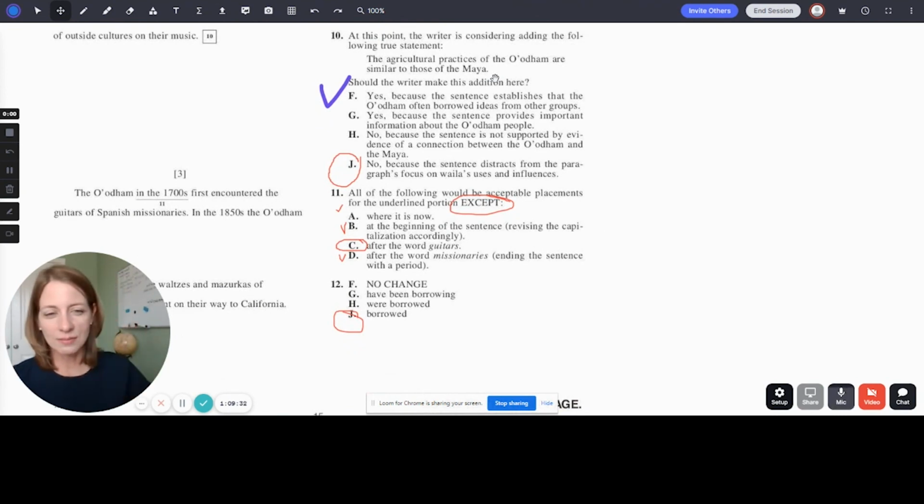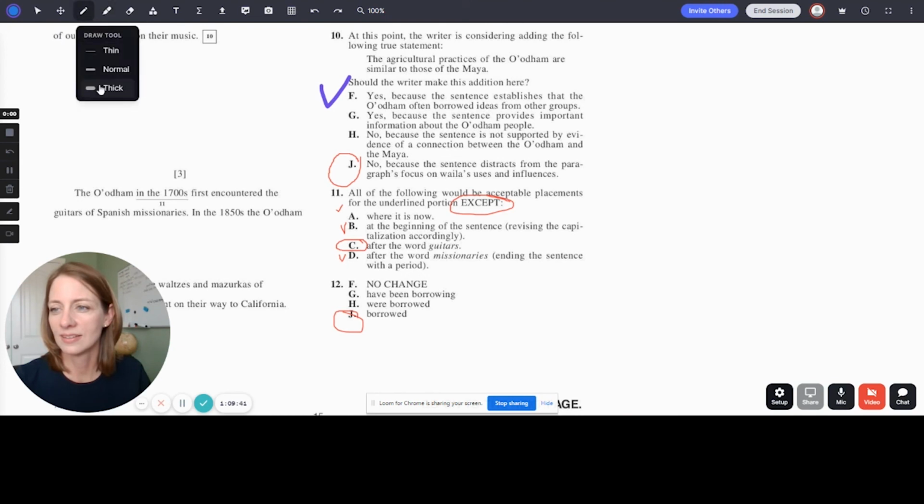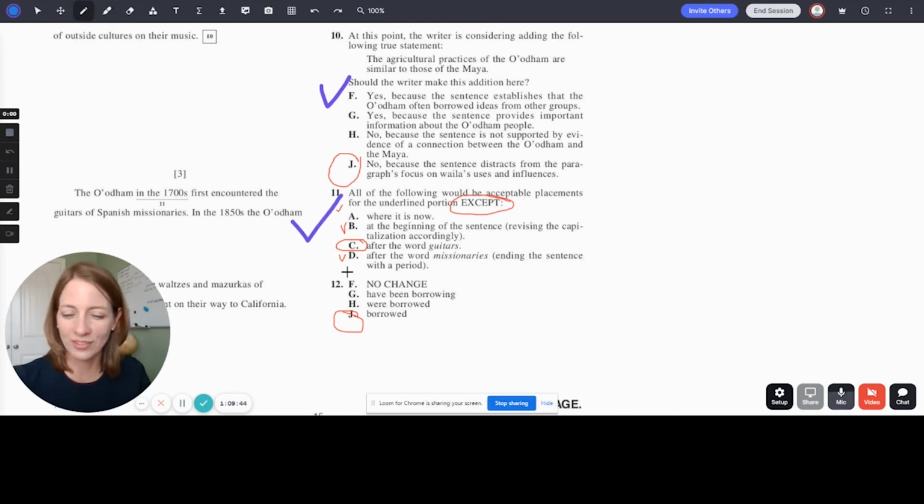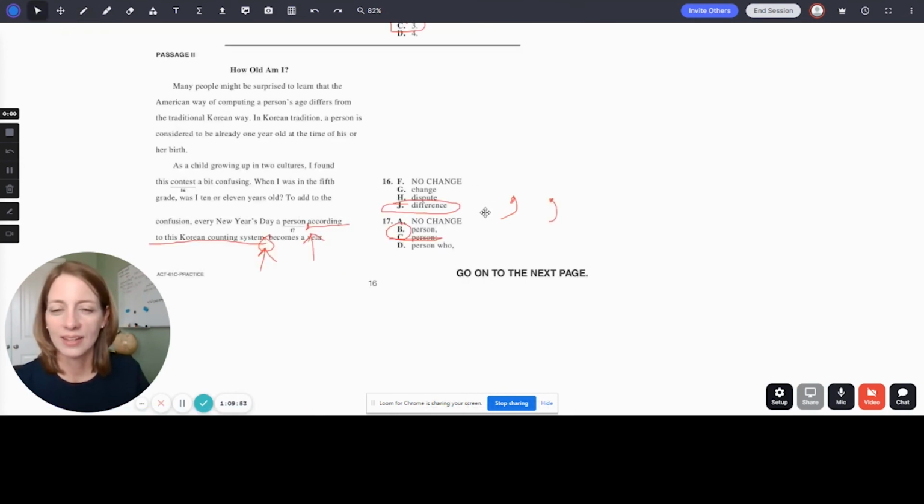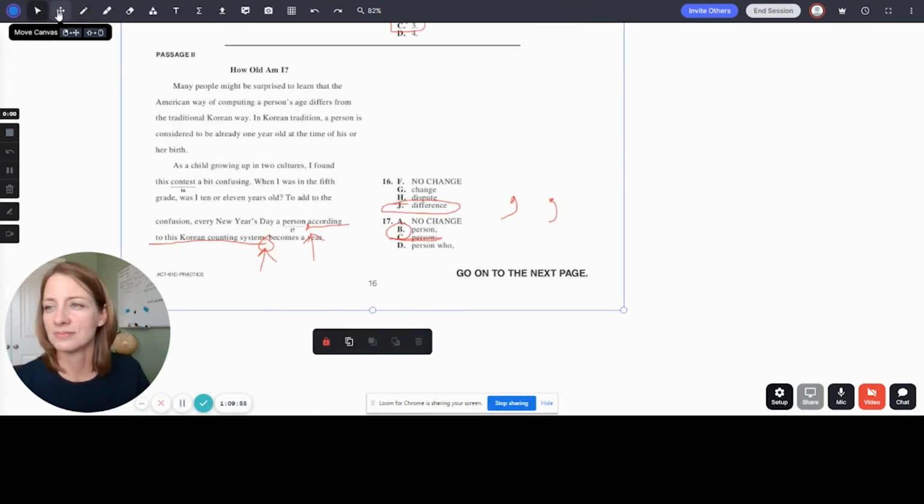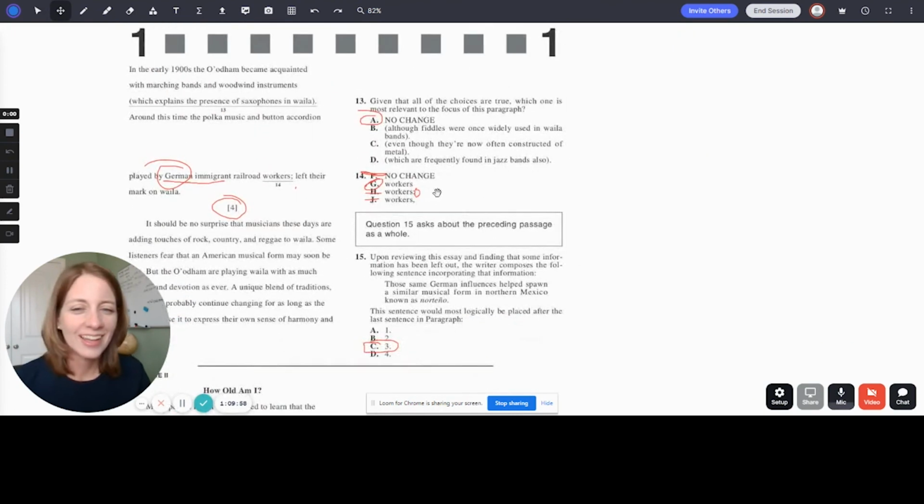See, I was a little concerned about that one, I think. 11C. I did get it right. I was just trying to find my little thing again. Yay! 12J. That makes me so happy. Okay. 13A. Whew.